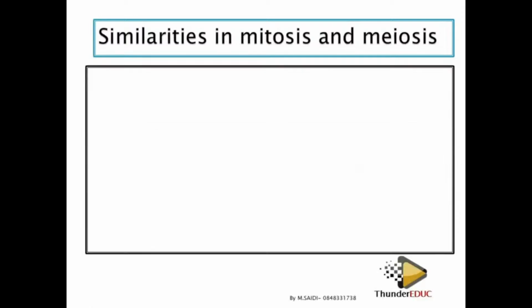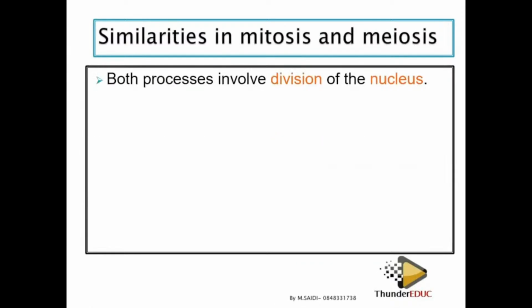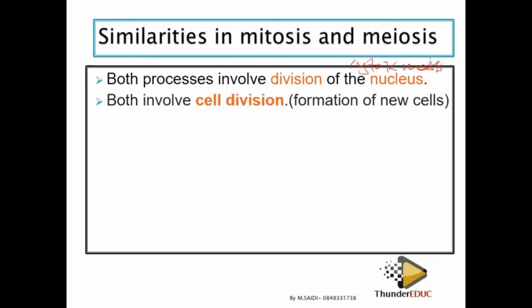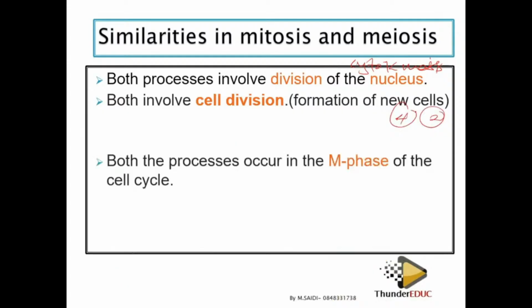What about the similarities? Do we have some similarities between meiosis and mitosis? Yes, obviously. What are some of the similarities? Both processes involve division. In meiosis, you have cytokinesis, and even in mitosis, you have cytokinesis, division of the cytoplasm. So in both, you have cell division. It means that new cells are formed. However, in meiosis, you form 4 cells, and in mitosis, you form 2 cells, which are identical.